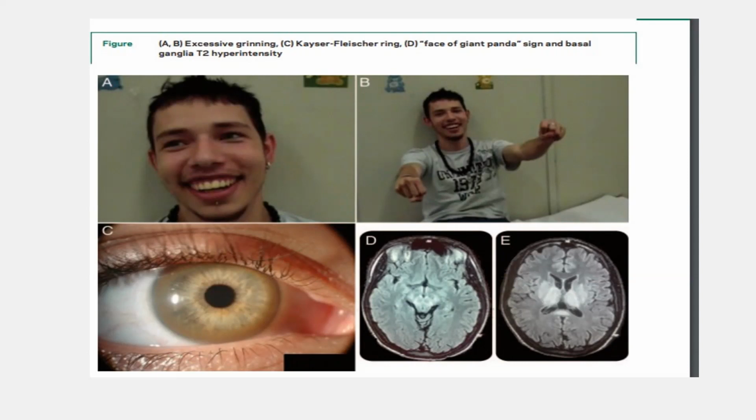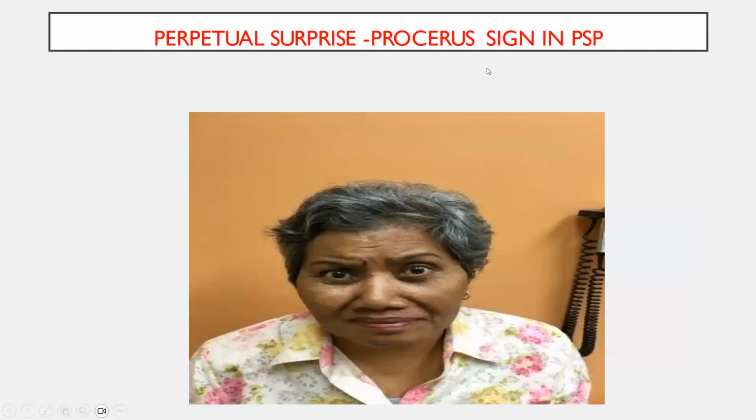Next. This is the procerus sign, due to overcontraction, that is focal dystonia involving the muscles of facial expression, classically seen in progressive supranuclear palsy. This is called the procerus sign, also called the omega sign. This appearance looks like omega.